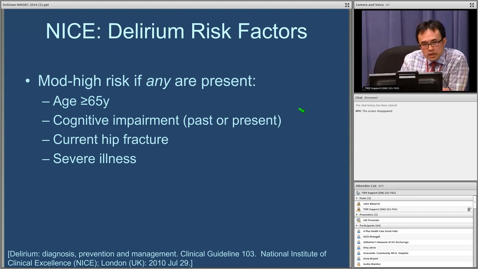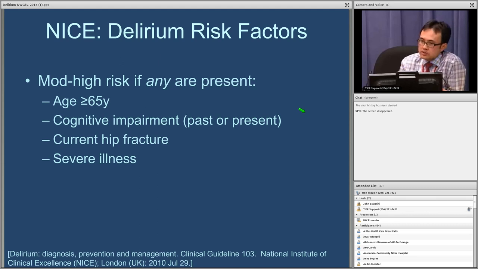But there's only a few that I really want you to remember. Some of those risk factors are listed here, and this is from the National Institute for Clinical Excellence, which is really the equivalent of AHRQ in the UK. They talk about four clinical risk factors that would be associated with moderate to high risk, if any of these are present. Any. Okay.